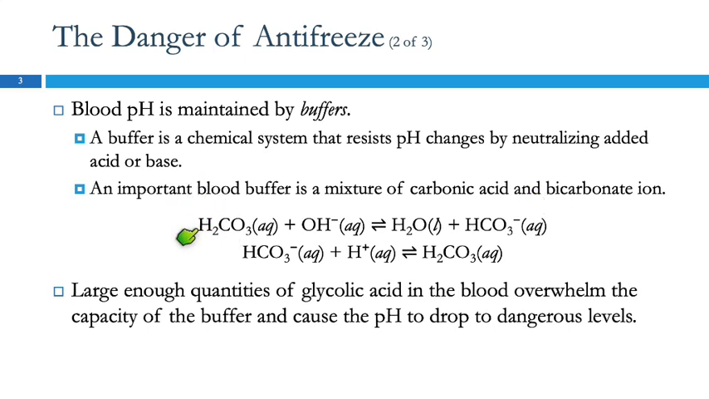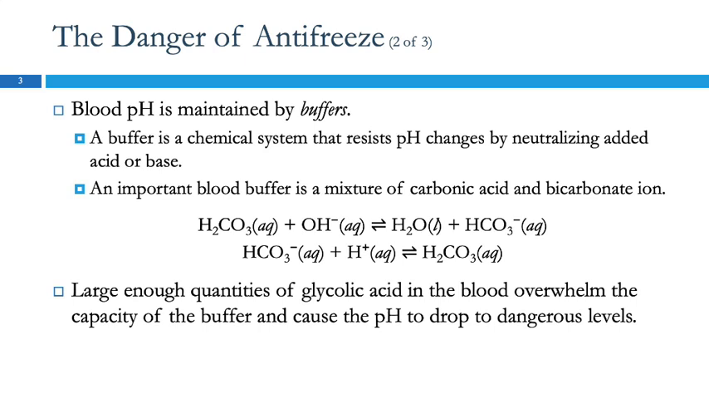Carbonic acid is a diprotic acid, and it can ionize. Let's look at it this way. The carbonic acid can neutralize hydroxide that's added, forming bicarbonate ion, hydrogen carbonate ion. The hydrogen carbonate ion can neutralize acid that is added. So if we have both of these in solution, we can neutralize acid or base that's added and maintain the pH. But if you get large enough quantities of glycolic acid in your blood, it overwhelms the capacity of the buffer and the pH drops to dangerous levels.